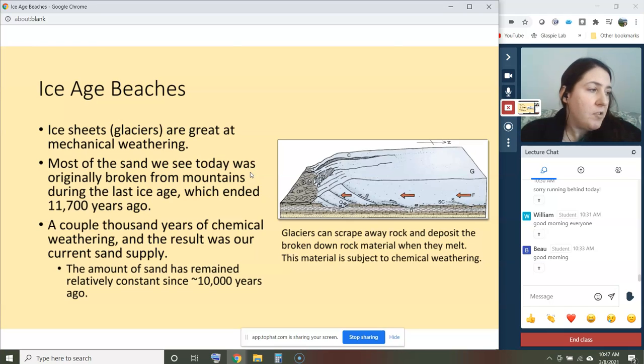So the material that we are walking on when we go to the beach is broken down rocks that were originally broken off the mountain during the last ice age. And some critters, dead critters.